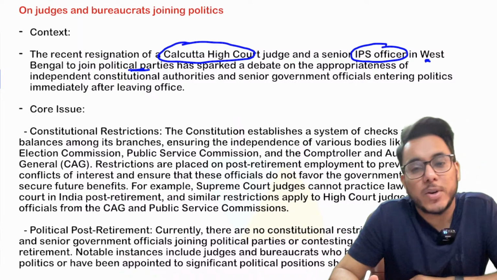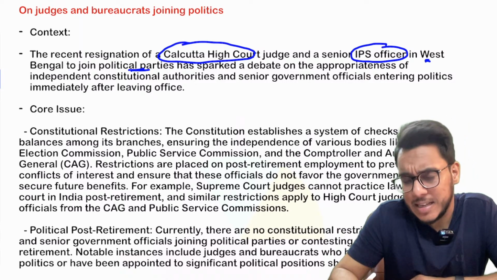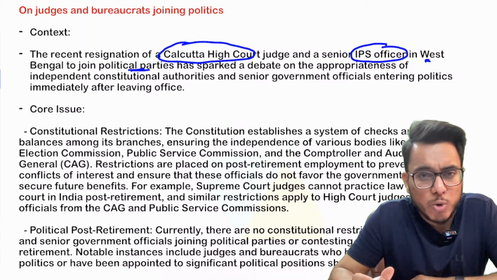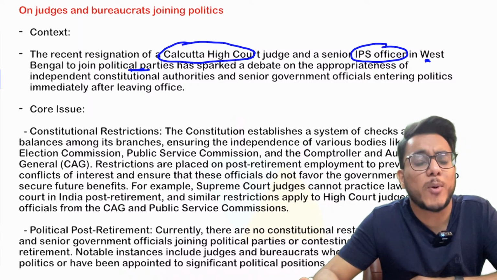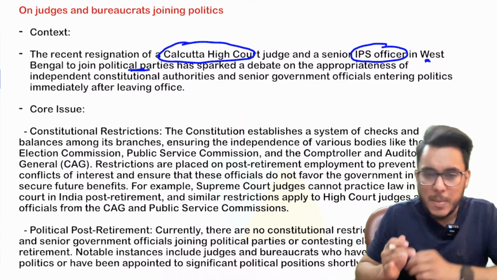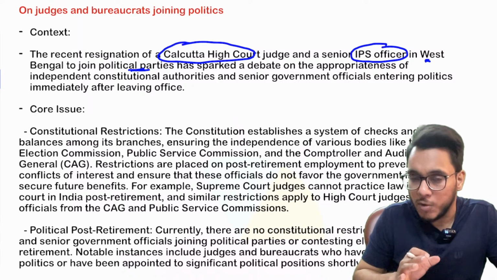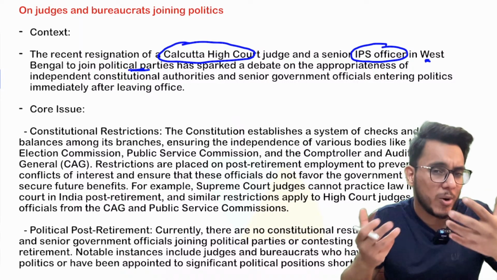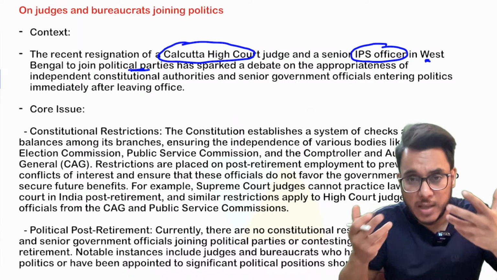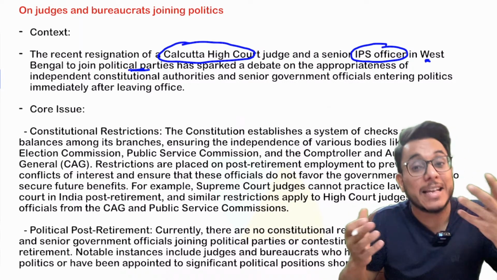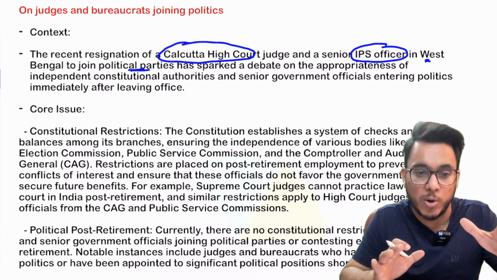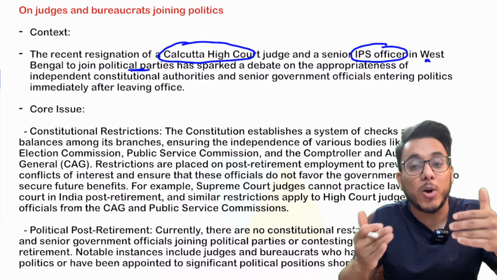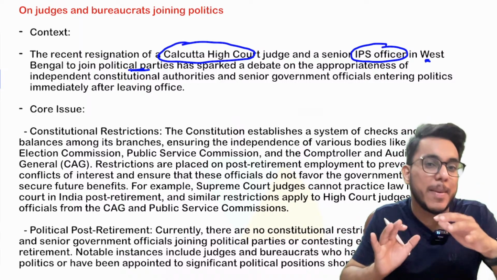This has ignited a debate on whether there should be restrictions on people holding constitutional offices from pursuing political ambition. Guys, many constitutional office bearers already face many restrictions. For example, many of them are not eligible for a second term. Many are not allowed to take any other government service once they have served in a particular office. In the same way, should we put a restriction on their political ambitions also? Yes or no? This debate has started.